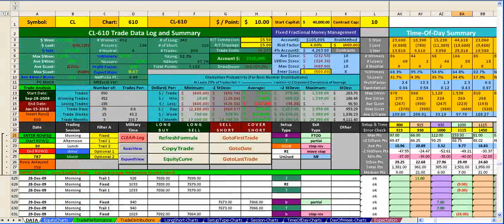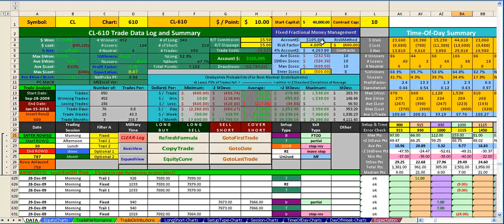I'm going to leave you with a preview of one more exciting feature of the Ultimate Trade Analyzer. That is our fixed fractional money management system. It enables you to actually take the very same amount of trades and see what would have happened if you applied some sort of money management strategy.